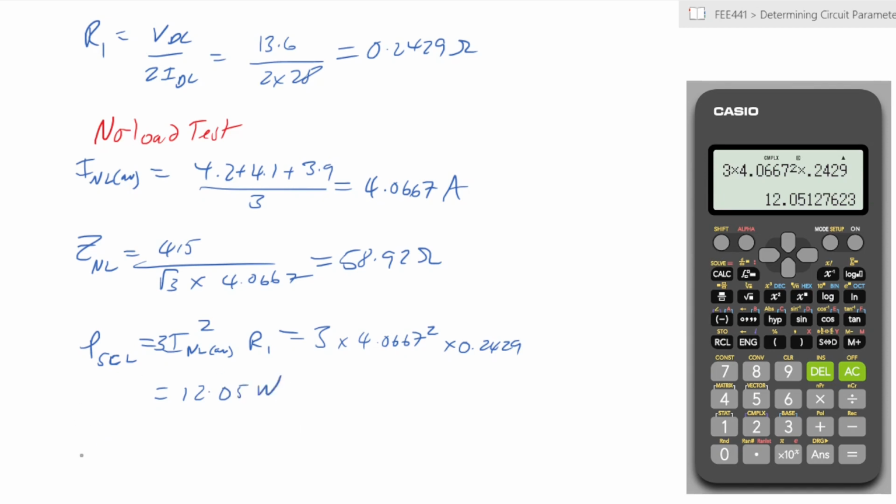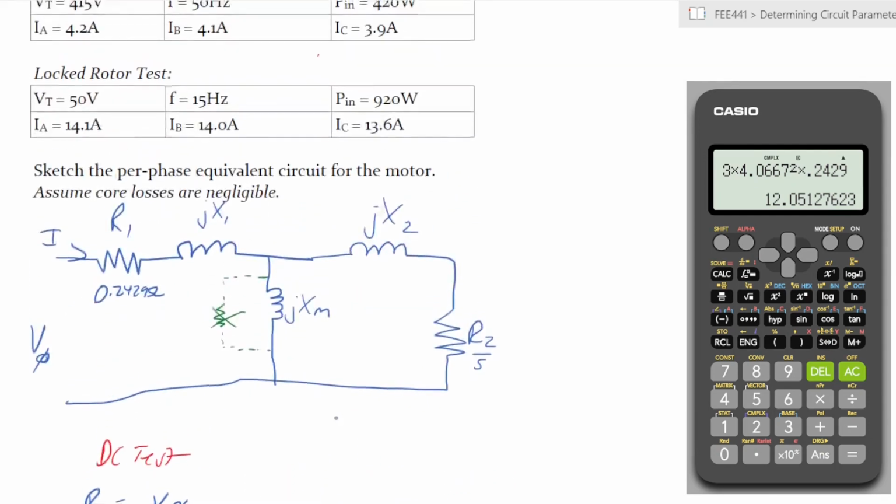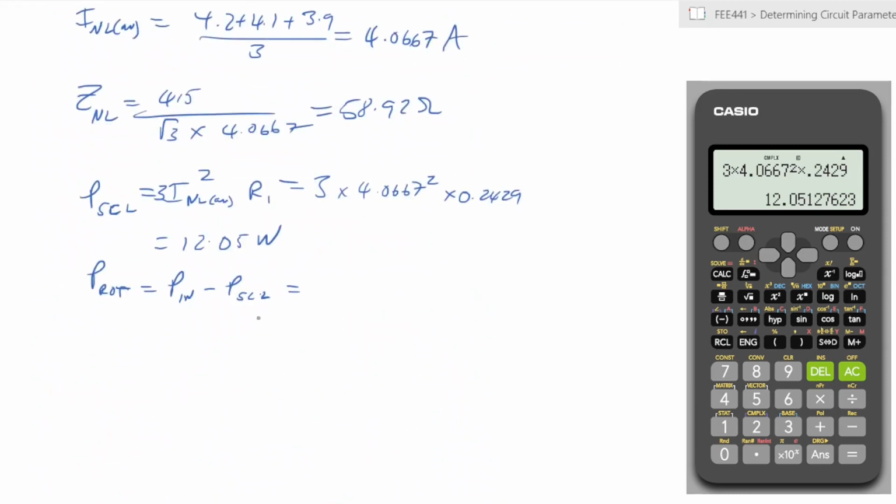Okay, and therefore our rotational losses, which we said constitute the entire amount of power that is being consumed by the rotor during the no load test, will be the input power minus the SCL that we have given there. And that is determined by input power, which we had been given as 420, minus 12.05. So this is 407.95.